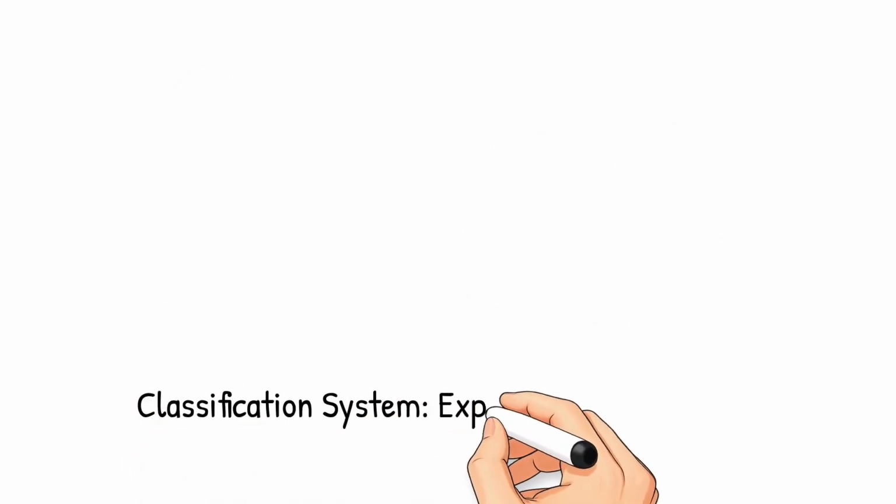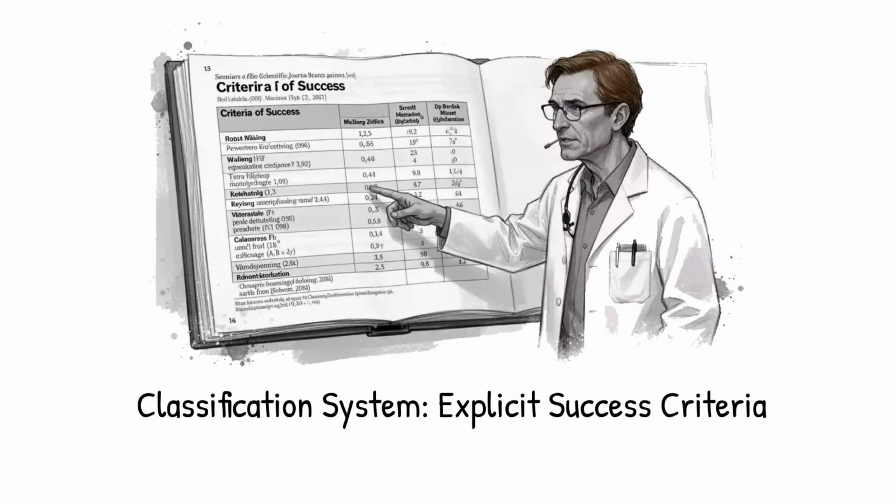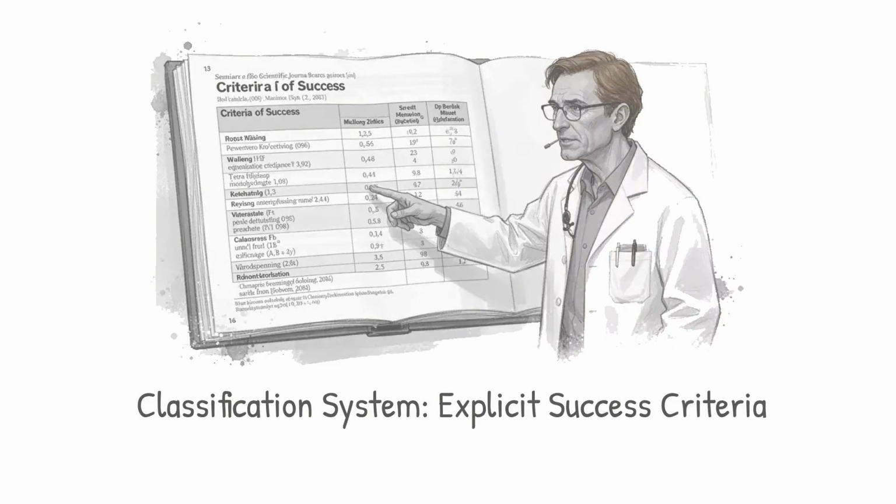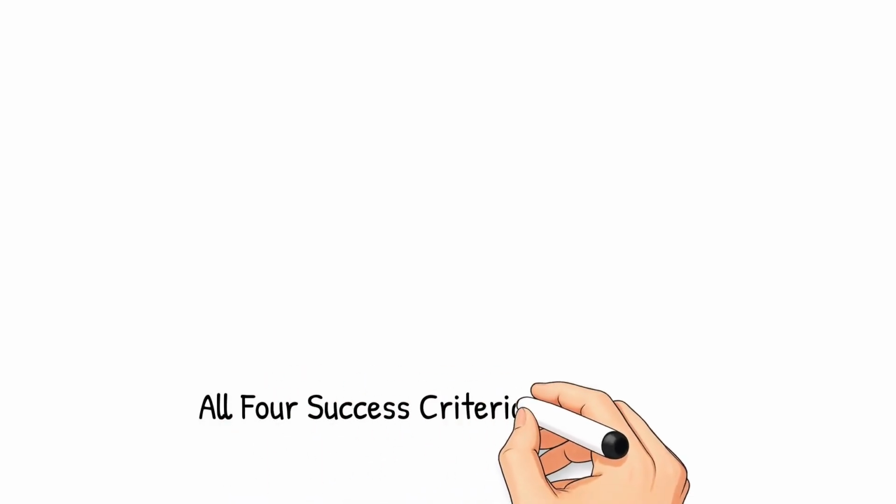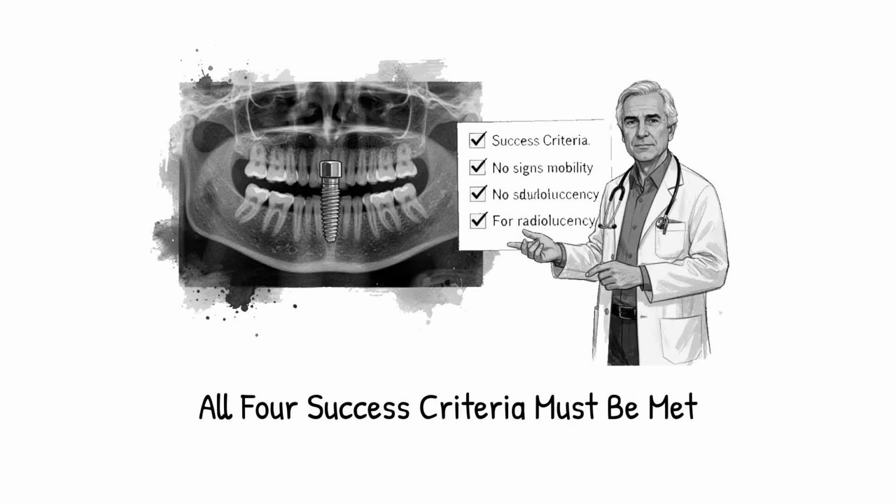Fifth, the classification system. This is where Buser 2012 becomes the clearest teaching example in this entire series. The paper defines Table 1, criteria of success, explicitly: absence of persistent subjective complaints, such as pain or dysesthesia, absence of a peri-implant infection with suppuration, absence of mobility, absence of a continuous radiolucency around the implant. All 4 criteria must be met for an implant to be classified as successful.